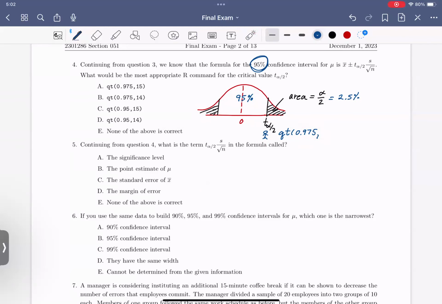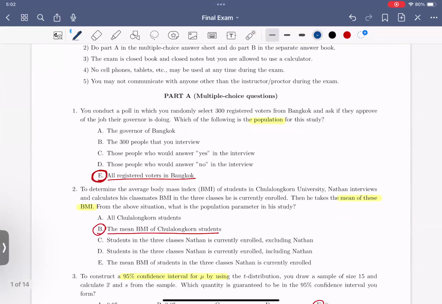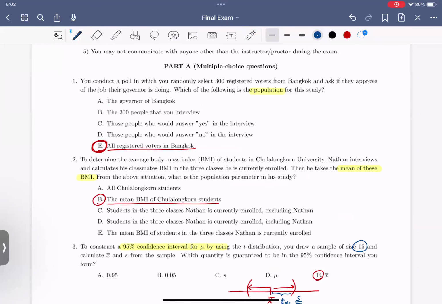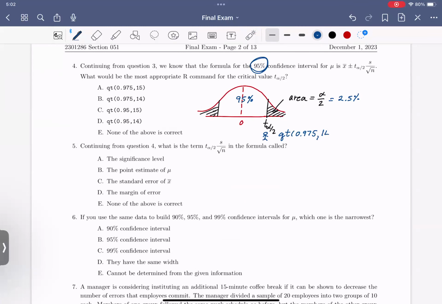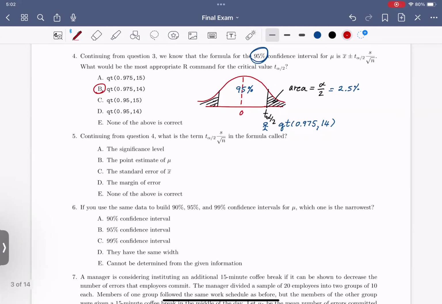On the previous question, you got the sample of size 15. So once you have a sample of size 15, this one is going to be 14. All right, so the R command that you're going to use for t alpha over 2 is choice B. qt 0.975, 14.